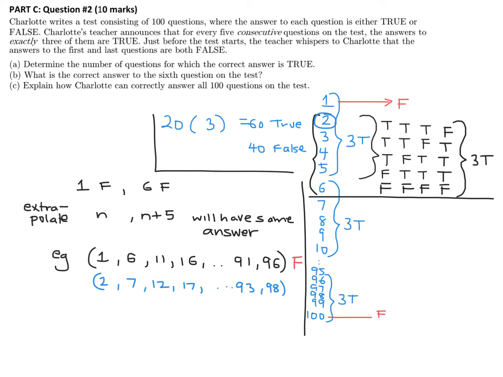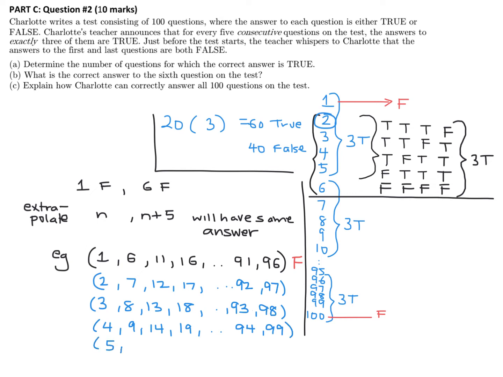Let me just write out the next few sets, which is 3, 8, 13, 18, dot, dot, dot, until 94, 99. And then I want the one that starts with 4, that'll be 4, 9, 14, 19, dot, dot, dot, until 92, 97. Sorry, I think this should have been 92, 97. Let me just fix that. Sorry about that. And then the last one is the one with the 5. 5, 10, 15, 20, dot, dot, dot, all the way till 95 and 100.